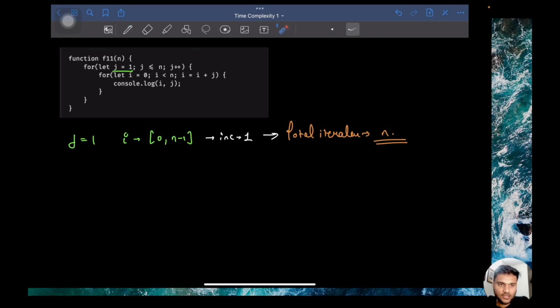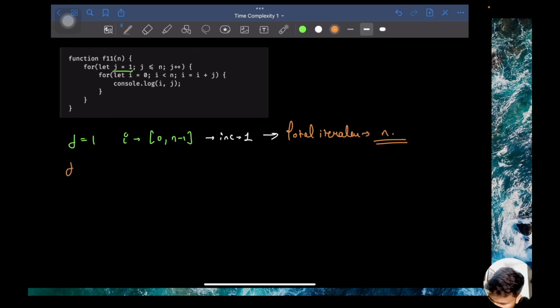Let's take a look at it again. Initially j is equal to 1. If j is equal to 1, this becomes i equals 0, i less than n, i equals i plus 1. This is a normal for loop that is incrementing 1 at a time. You have to go from 0 to n minus 1 by incrementing 1 at a time. So total iterations are n. So when j is 1, we got n iterations.